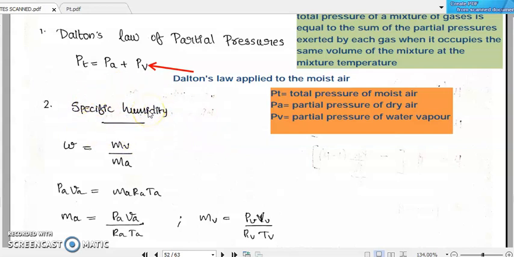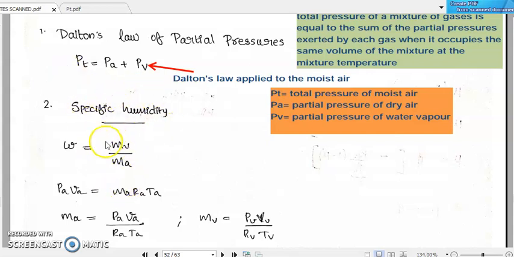How did we define this specific humidity? It is the amount of mass of water vapor associated with the unit mass of dry air. It is represented by the Greek letter omega. Now let us try to give a mathematical relation to represent this specific humidity.